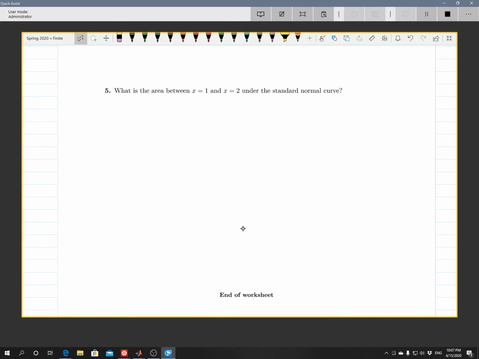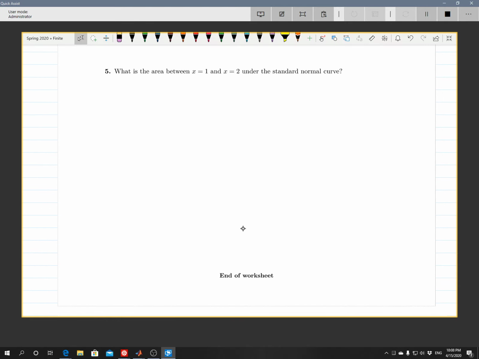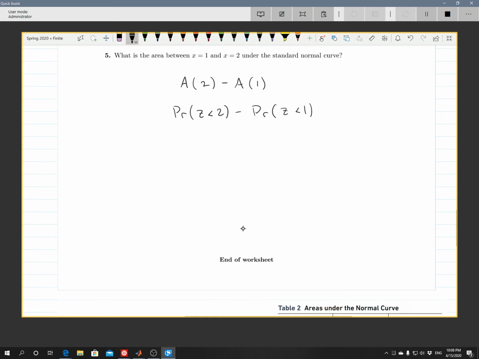What is the area between x equals 1 and x equals 2 under the standard normal curve? Well, we have to refer to our table. The table refers to an area function instead of probability of some random variable, so I'll just use that notation here. So this is just going to be area of our right endpoint minus area of our left endpoint. In the previous notation, this would be the probability that z is less than 2 minus the probability that z is less than 1. It's a little more cumbersome notation, but you can use the more compact notation if you want as well. And we just simply look up what those values are.